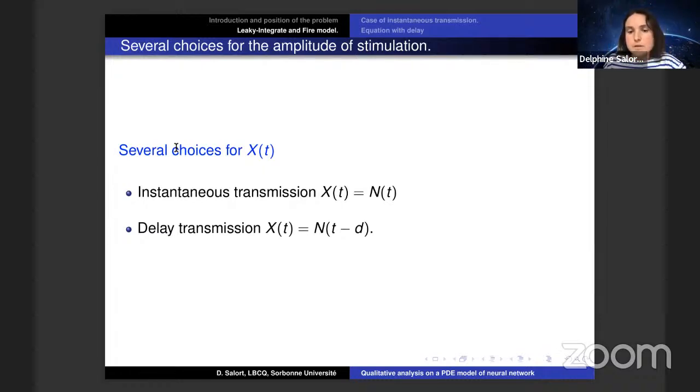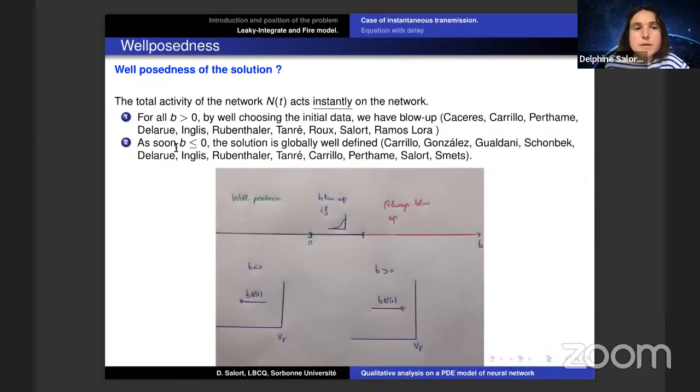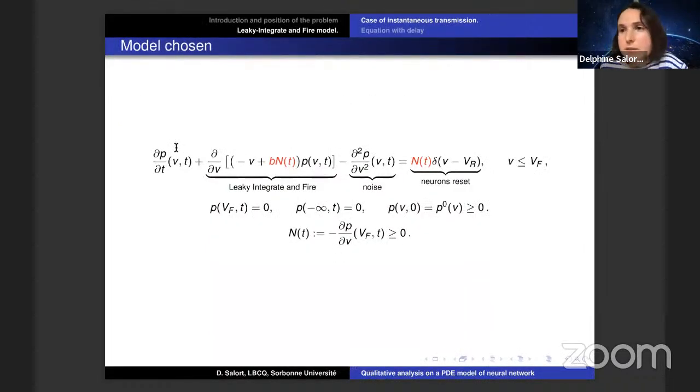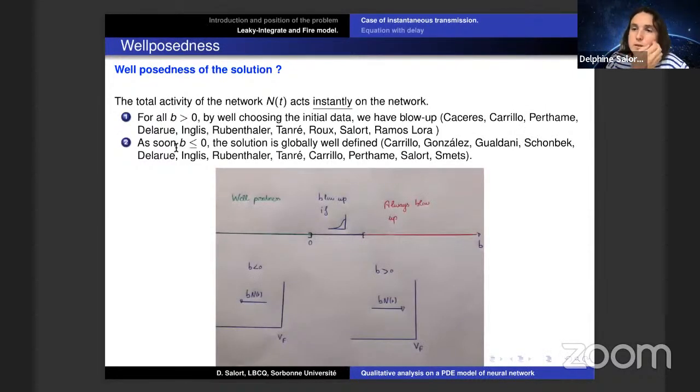First, we simply consider the natural case x of t equal n of t, and the equation is this one. It's the same as before, except that I replace x by n. And here, the first question we can ask, before studying the qualitative properties, is whether the problem is well posed. This question was studied by many authors that I mention here.